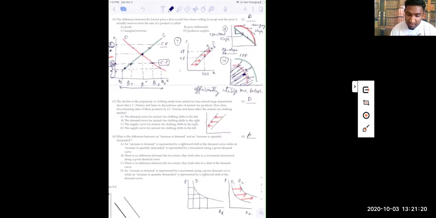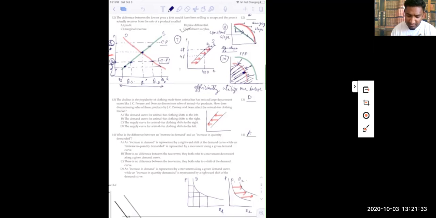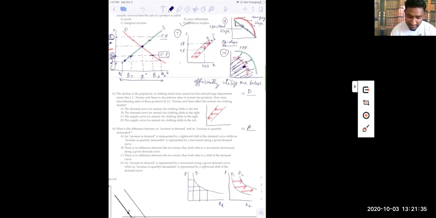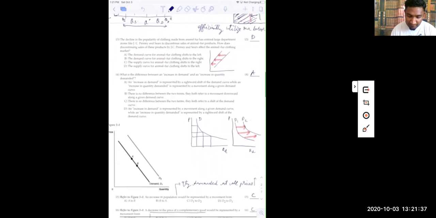The difference between the lowest price a firm would have been willing to accept and the price it actually receives from the sale of a product is called producer surplus. If you go look up the definition of producer surplus, this is the exact definition of producer surplus.